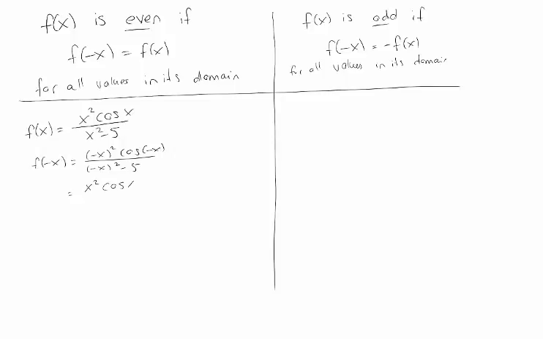Cosine of negative x is the same as cosine of x. Minus x squared is the same as x squared. But this gives me f of x. So if I plug in a minus x, all of those minuses, for one reason or another, go away, and I'm just left with my function.